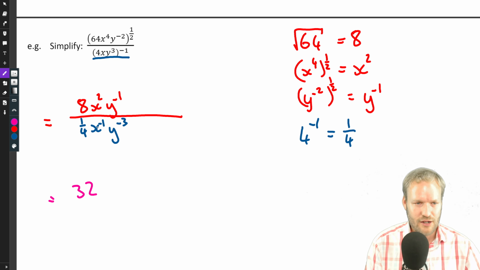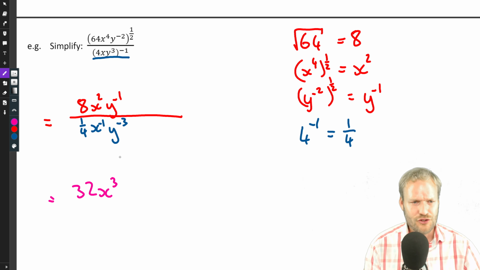x squared divided by x to the -1. Bases are the same, so we just need to subtract exponents. 2 minus -1 is x to the 3. Let's do the same for our y's. Bases are the same, we're dividing, so let's just subtract exponents. -1 minus -3 is -1 plus 3, if you wanted to think of it that way. So that's just y squared. There we go, there's our final answer.